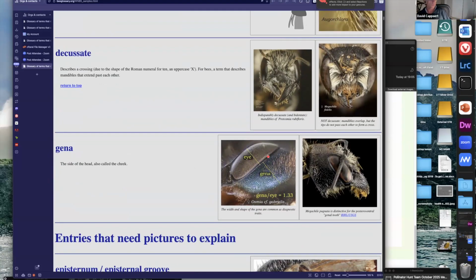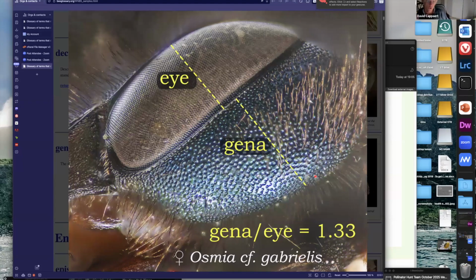Gena is a super easy thing to communicate. But if I can, I want to squeeze something in like this, where when you are asked to think about a gena in a key, you're often asked to compare its depth to the depth of the eye. So if you were just looking up gena in a case where they're asking you to measure it, here's a picture that suggests how you would do that measurement on an Osmia.